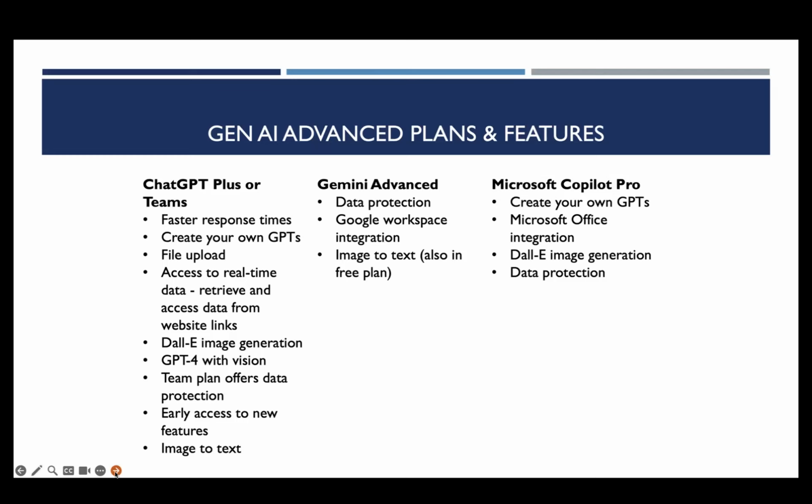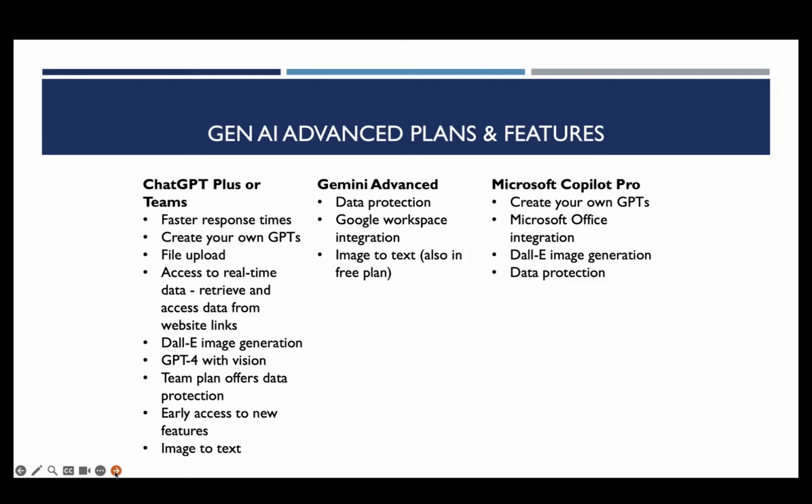DALL-E image generation is integrated in ChatGPT Plus. You also have GPT-4 with vision, so it can read images, which is great for accessibility things that we need to work on. It offers the data protection, early access to new features, and that image to text capability. And so Gemini offers similar data protection, Google Workspace integration, which depending if you're using those tools or not may be helpful. It also has an image to text.